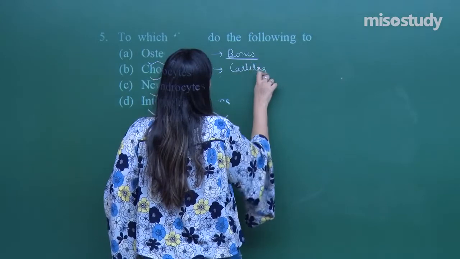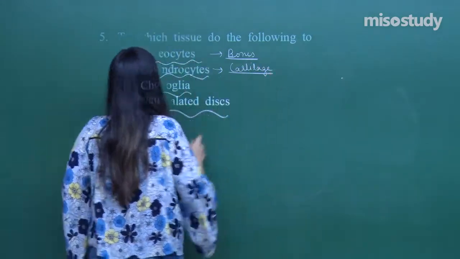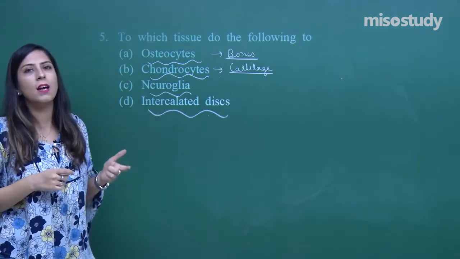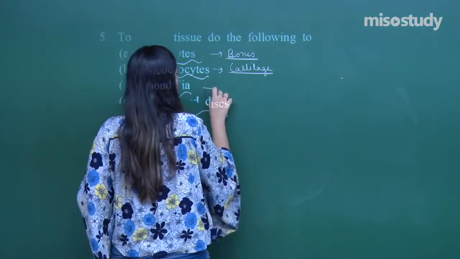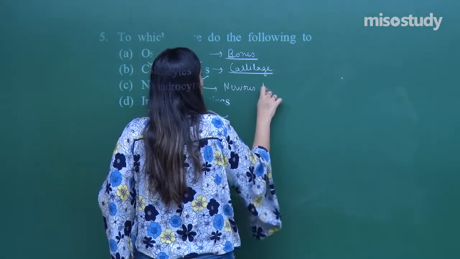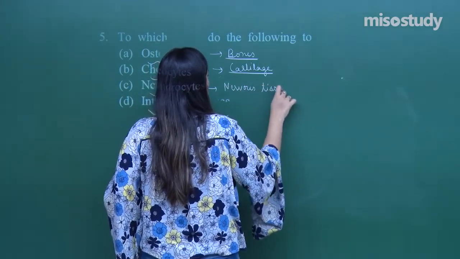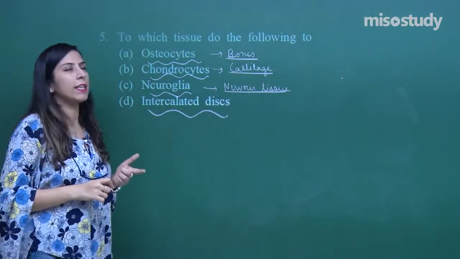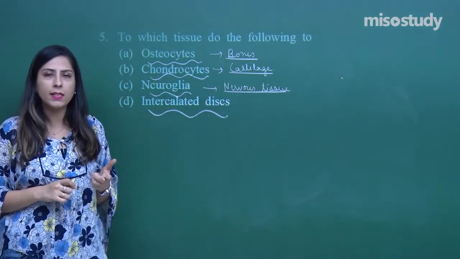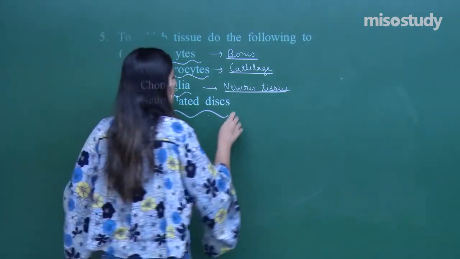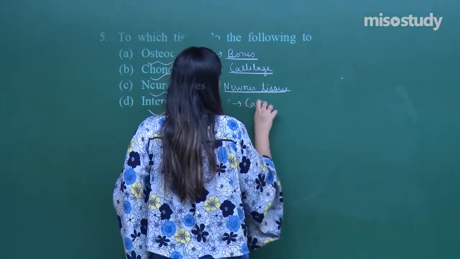Right, students? After that, the neuroglia. Neuroglia is present where? In the nervous system, or nervous tissue, because they are asking about tissue. Next we have the intercalated disc. The intercalated disc is the disc which is present in the heart, in the cardiac muscle.